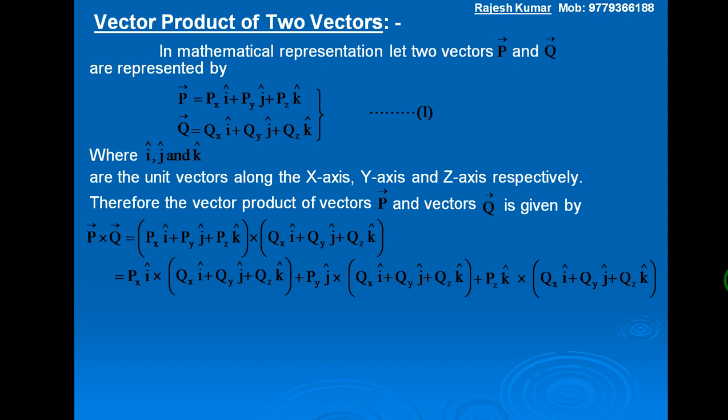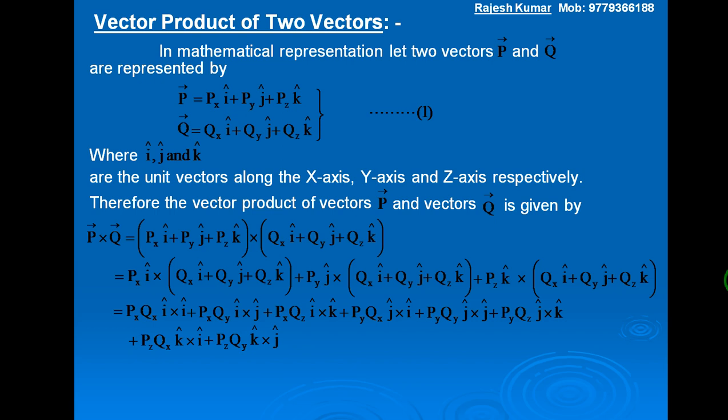Again using the distributive law, we get P vector cross Q vector is equal to Px Qx into i cap cross i cap plus Px Qy into i cap cross j cap plus Px Qz into i cap cross k cap. Now in the second bracket, plus Py Qx into j cap cross i cap plus Py Qy into j cap cross j cap plus Py Qz into j cap cross k cap, plus Pz Qx k cap cross i cap plus Pz Qy k cap cross j cap plus Pz Qz k cap cross k cap. Let it be equation number 2.